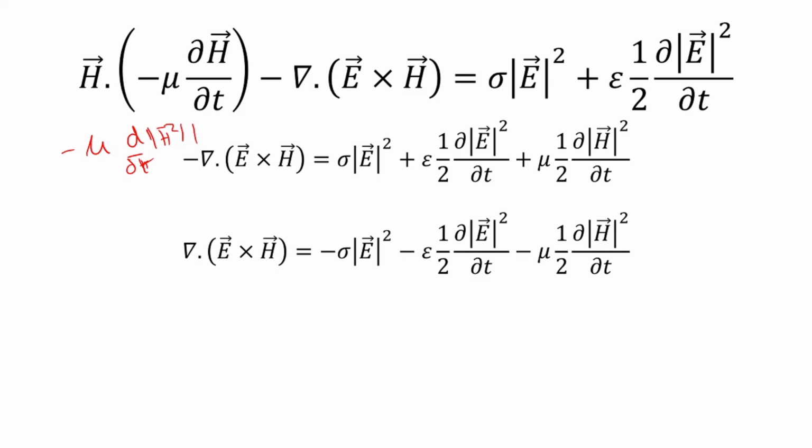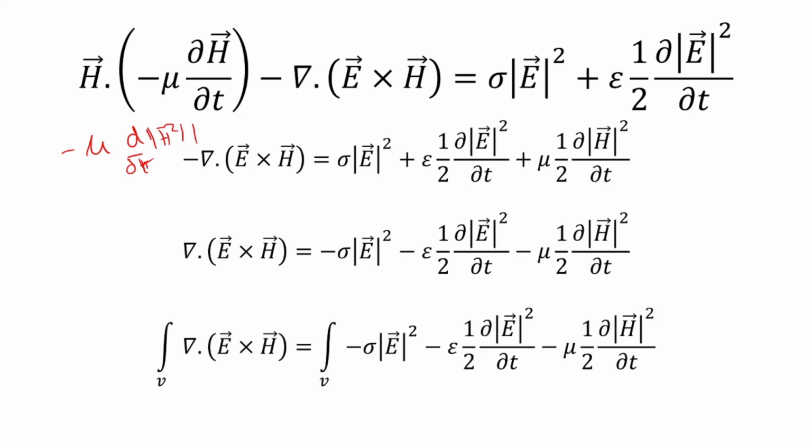If I take the volume integral on both sides of the equation, I get the volume integral of del dot E bar cross H bar is equal to the volume integral of minus sigma E square and the other terms as followed from the above expression. But you may see, this is a very prominent result we have used in the divergence theorem. Now I am just applying the inverse of the divergence theorem.